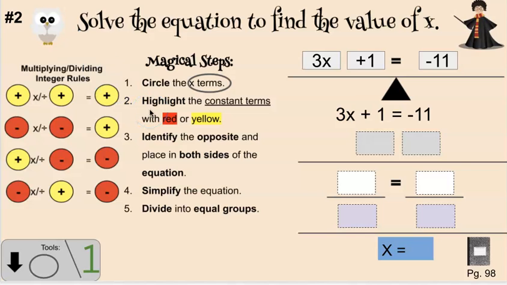Okay, Huskies, this is problem number 2. This is when the rules to the side here are really going to come in. So let's begin with our magical steps.